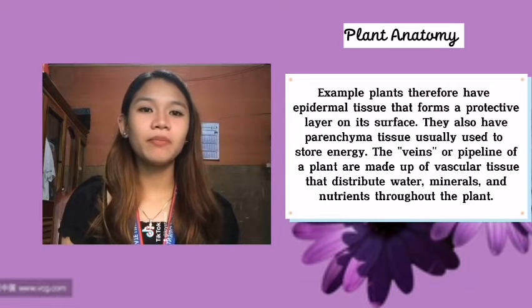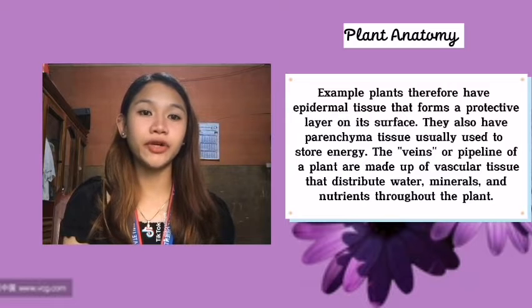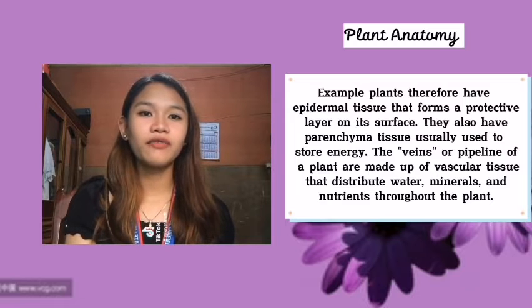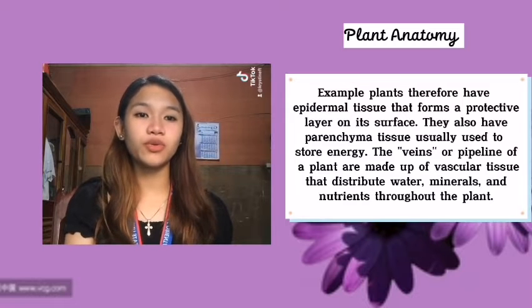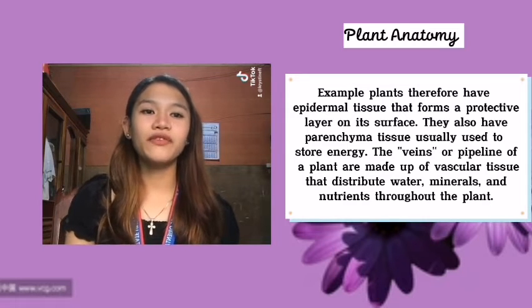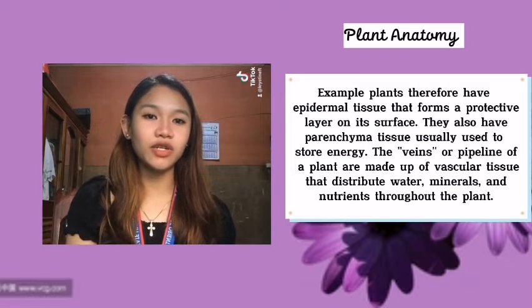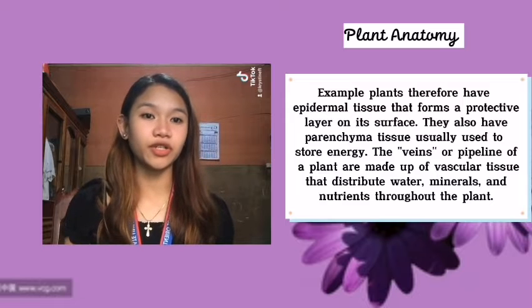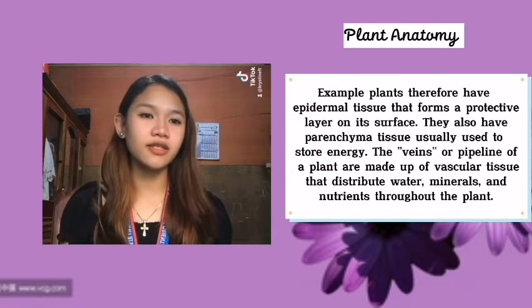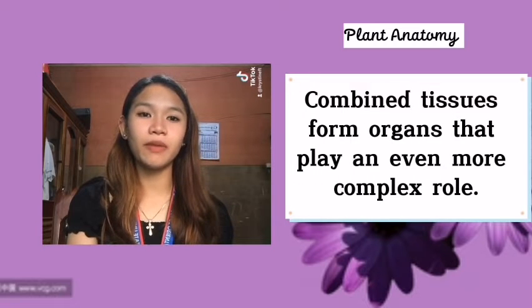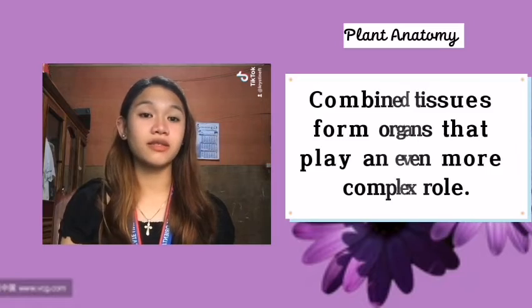For example, plants have epidermal tissues that form a protective layer on their surface. They also have parenchyma tissue, usually used to store energy. The veins, or pipeline, of plants are made up of vascular tissues that distribute water, minerals, and nutrients throughout the plant. Combined, tissues form organs that play an even more complex role.